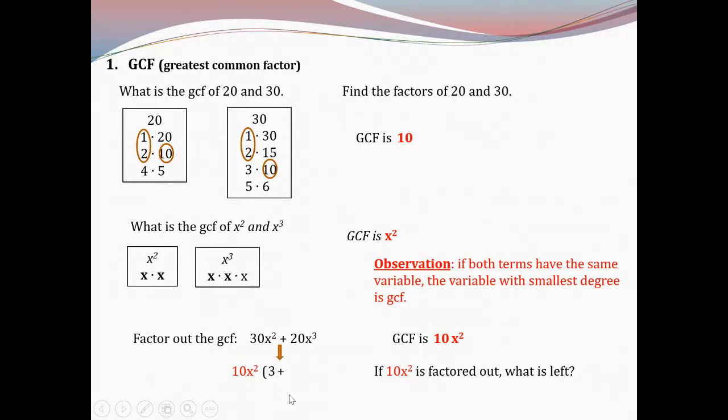Now the sign comes down. Now one number times 10 will give me 20. So it's going to be 2, right? But here, guys, we have x squared. We need x cubed. So we need one more x. So it's going to be 3 plus 2x that is left.